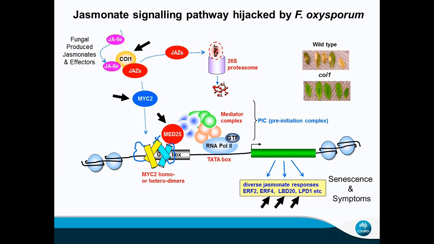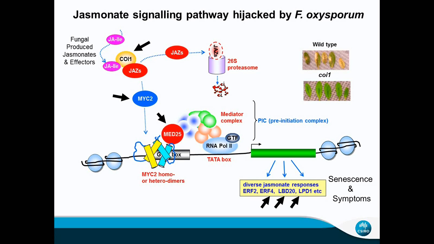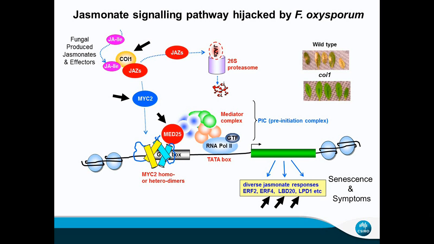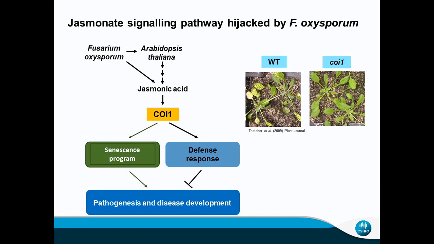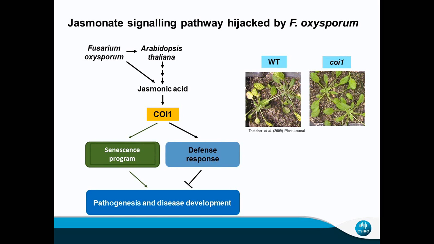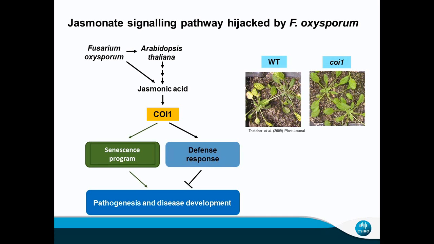But importantly, another aspect of this pathway is the activation of defense-related genes. Their contribution to stopping the disease is much less than these others, because the activation of senescence is something critical for this particular pathogen to cause disease. As I mentioned, you can see in this picture clearly that the coi1 mutant is completely resistant, whereas wild type is developing these symptoms.